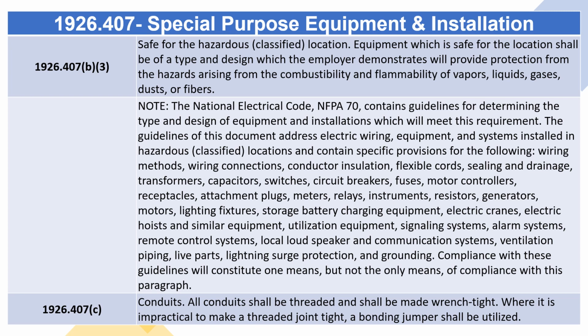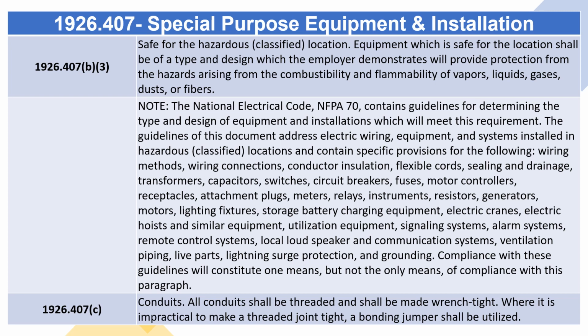and contain specific provisions for the following: wiring methods, wiring connections, conductor insulation, flexible cords, sealing and drainage, transformers, capacitors, switches, circuit breakers, fuses, motor controllers, receptacles, attachment plugs, meters, relays, instruments, resistors, generators, motors, lighting fixtures, storage battery charging equipment, electric cranes, electric hoists, and similar equipment, utilization equipment, signaling systems, alarm systems, remote control systems, local loudspeaker and communication systems, ventilation piping, live parts, lightning surge protection, and grounding. Compliance with these guidelines will constitute one means, but not the only means, of compliance with this paragraph.